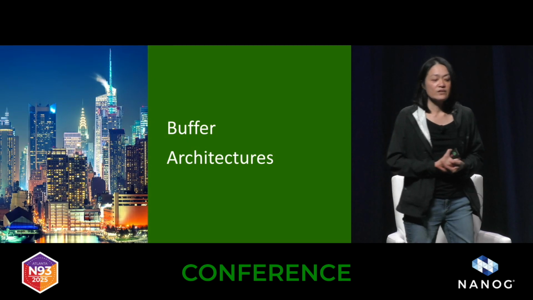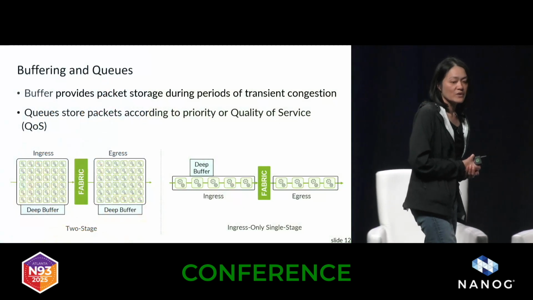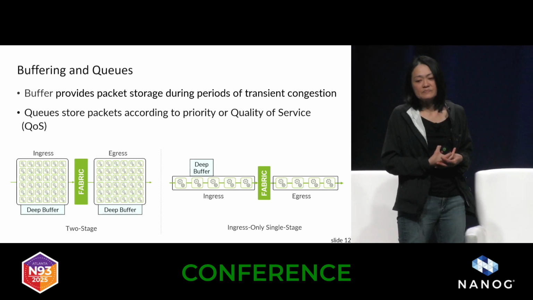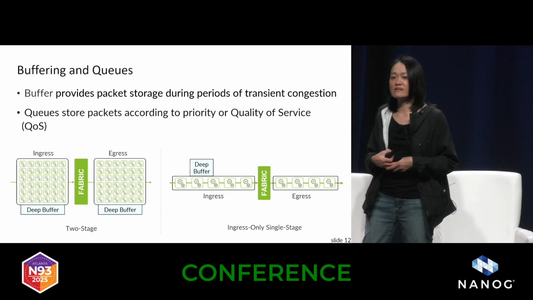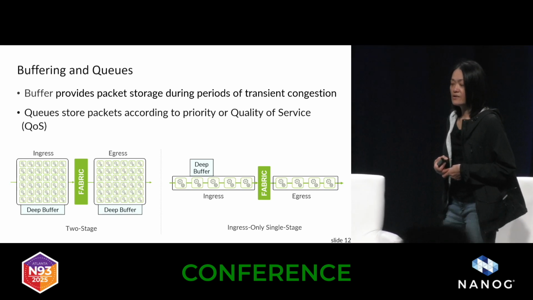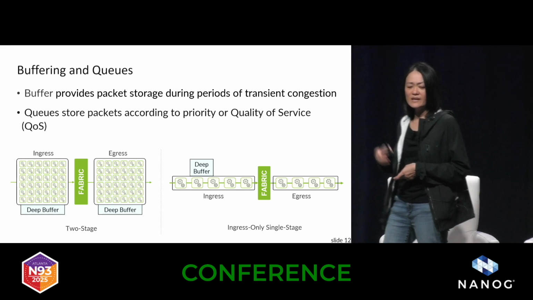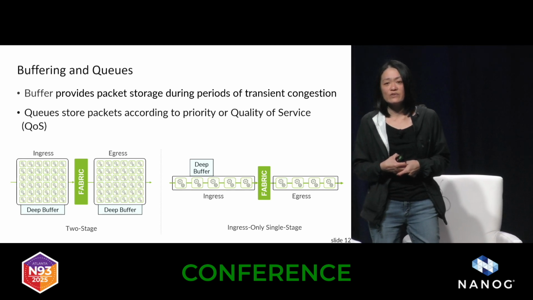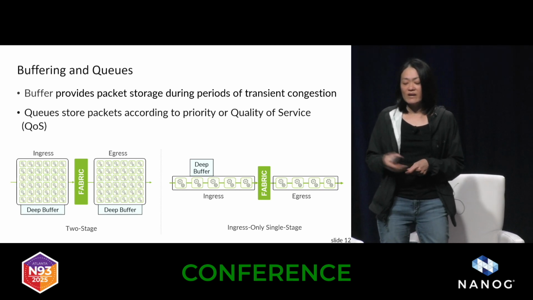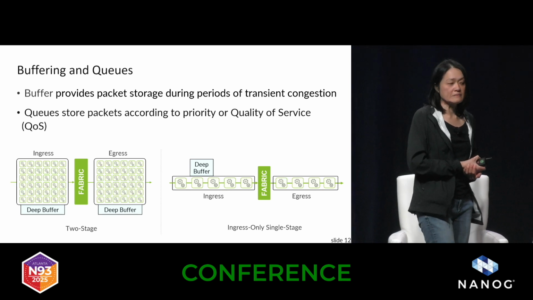So let's take a look at the buffering architecture. What we said earlier was that we need this buffer to provide storage during periods of transit congestion. And each queue is representative of a priority or a class of service, quality of service. So here we have two buffering architectures. On the one side, we have what we call the two-stage buffering, where we buffer both on ingress and on egress. And then the second option is the ingress-only single-stage buffering.